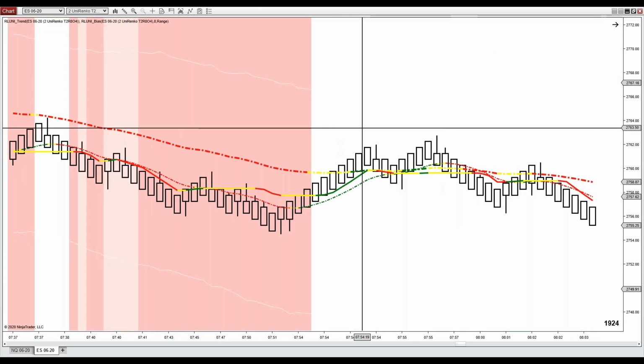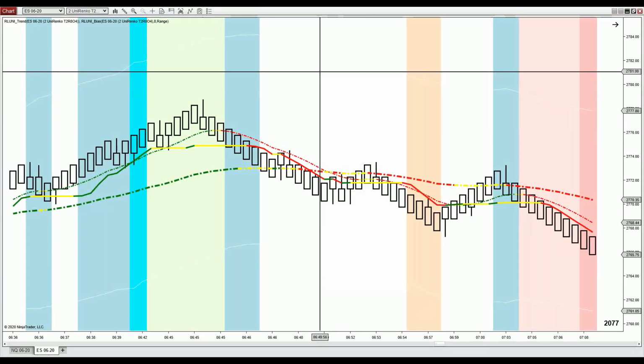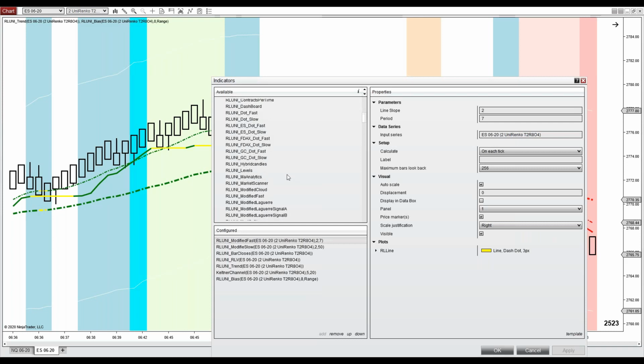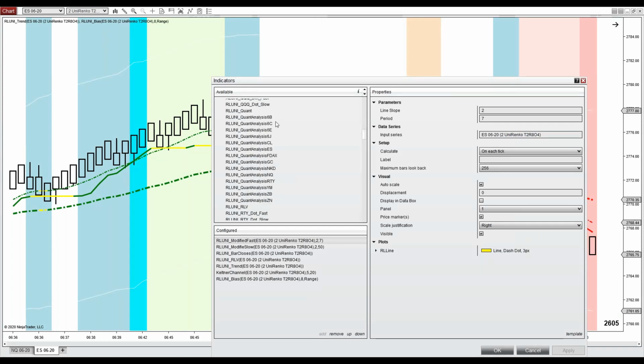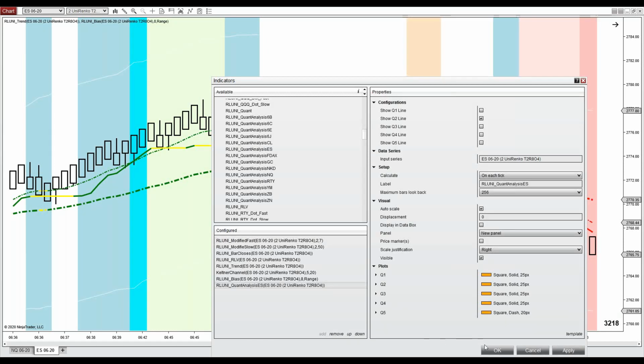So let's take a look at our next really important indicator. We're going to look at the quants. Now you see we have a quant for each market. So we've done a lot of work. And this is a really important assessment.